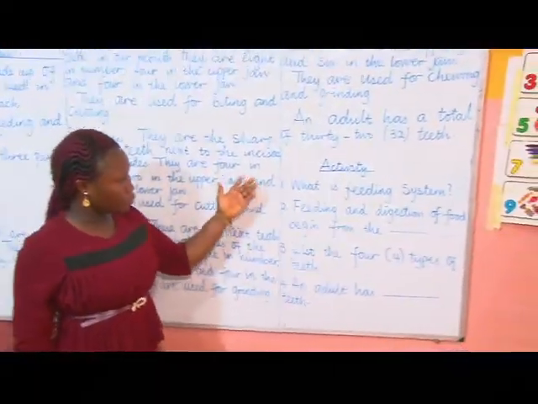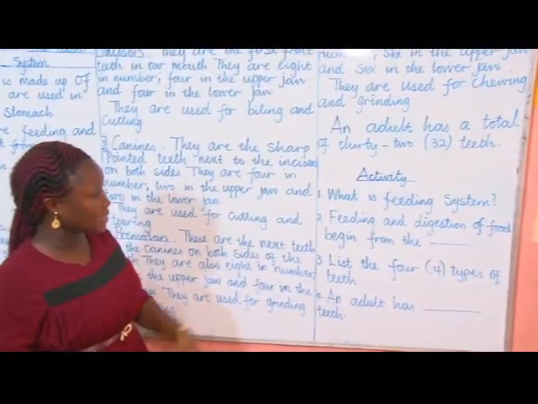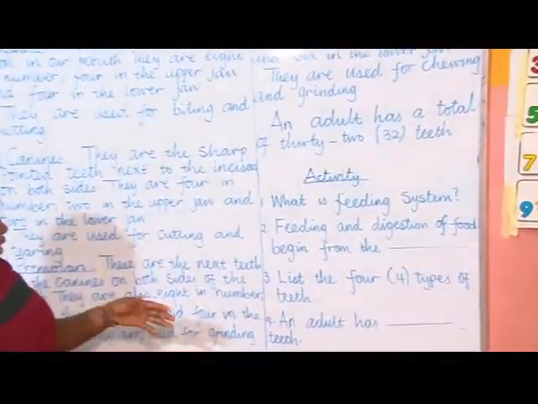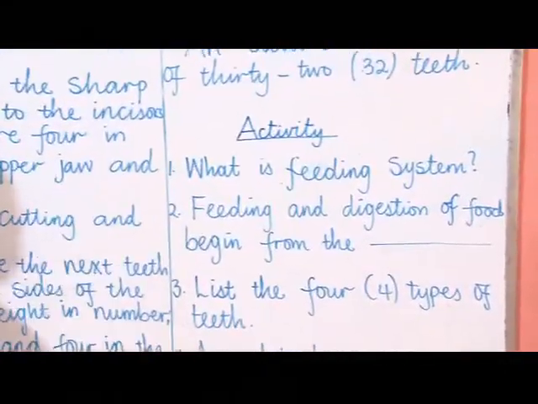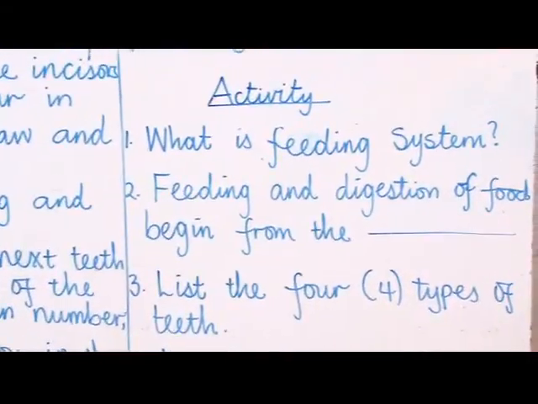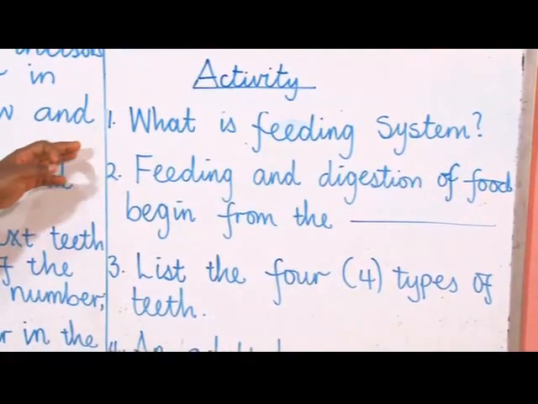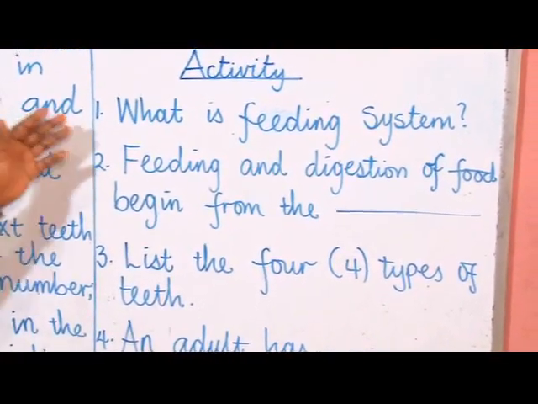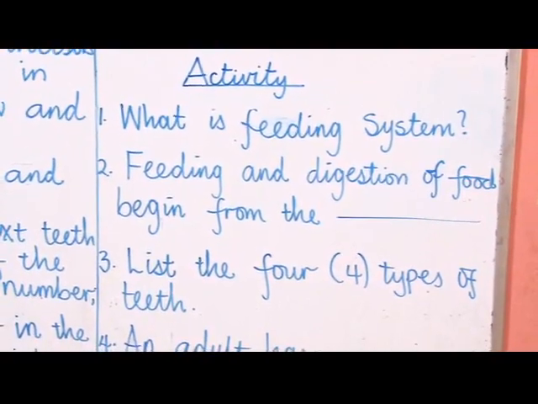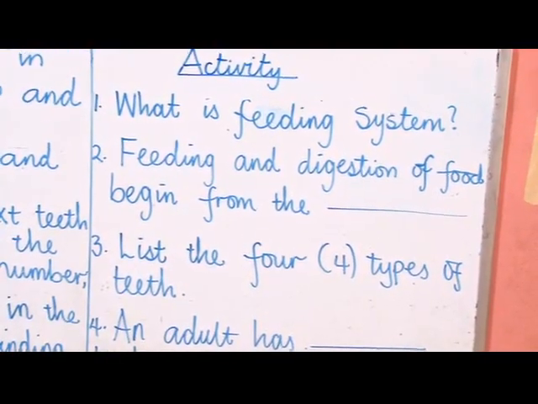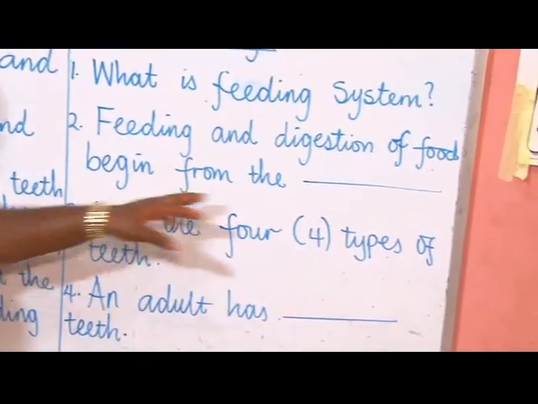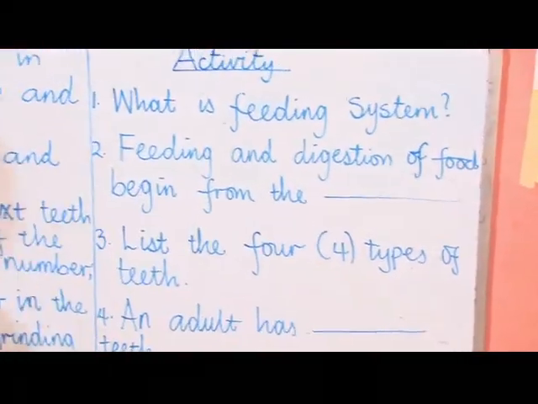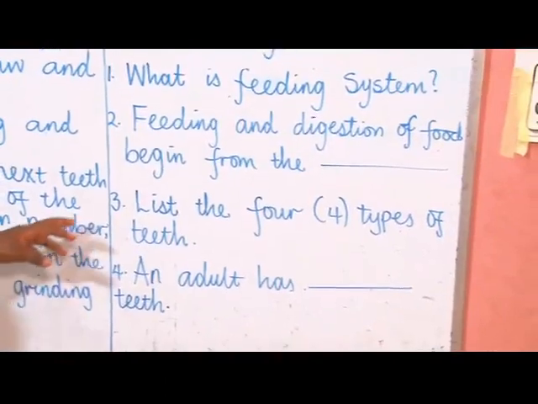internalize what we've been talking about in this class, and this is our activity for this class. Number 1, what is feeding system? I hope you'll be able to define feeding system without looking at the board. Number 2, digestion of food begins from the dash. You have to fill in this gap with the appropriate word.